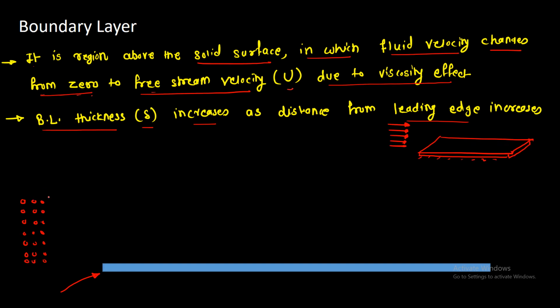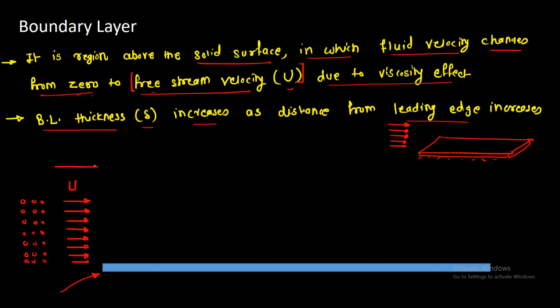Okay. So initially, all these fluid particles have a uniform velocity, in all the layers. So initially, air has a uniform velocity. This velocity is called the free stream velocity. So this is the concept of free stream velocity, which is the capital U.